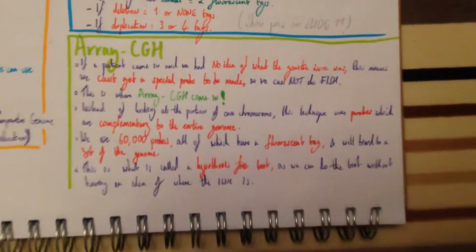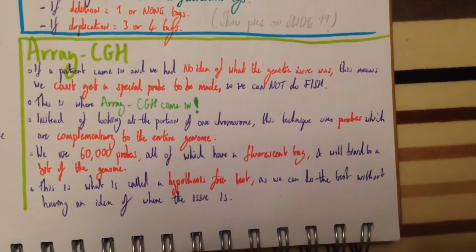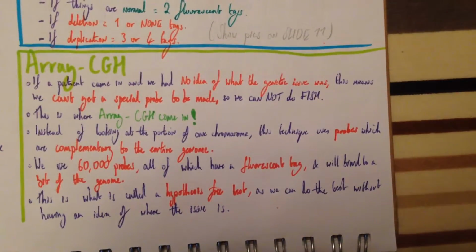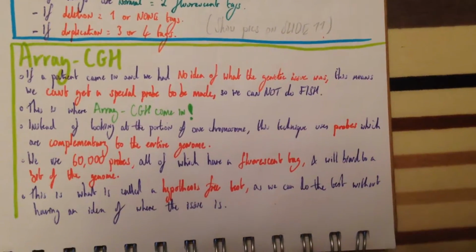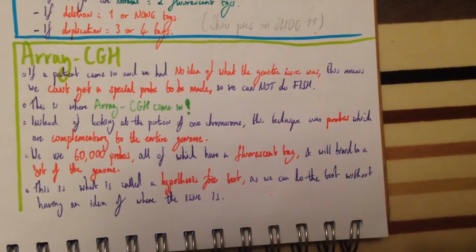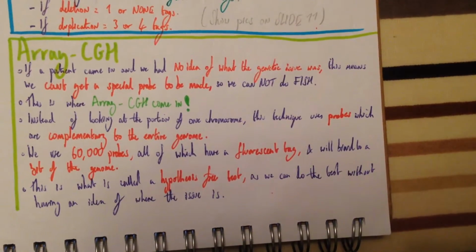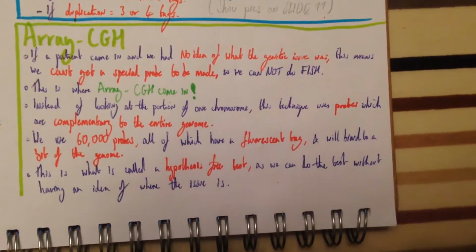We'll then move on to array CGH. So, if the patient came in and we had no idea what the genetic issue was, this means we can't get a special probe to be made. So we cannot do FISH. This is where we use array CGH. Instead of looking at a portion of one chromosome, this technique uses probes which are complementary to the entire genome.